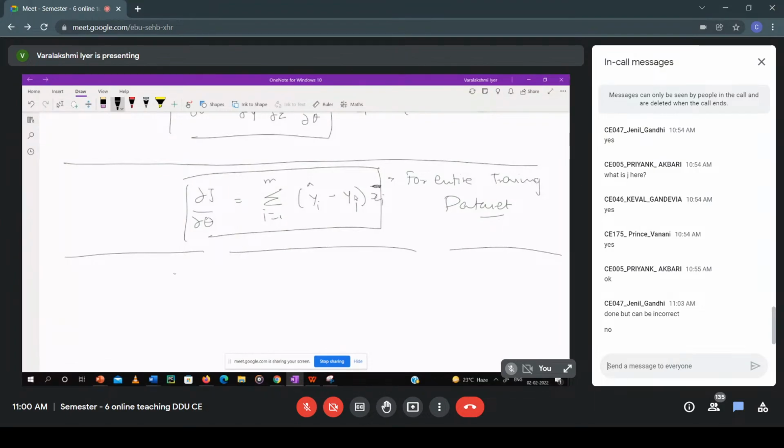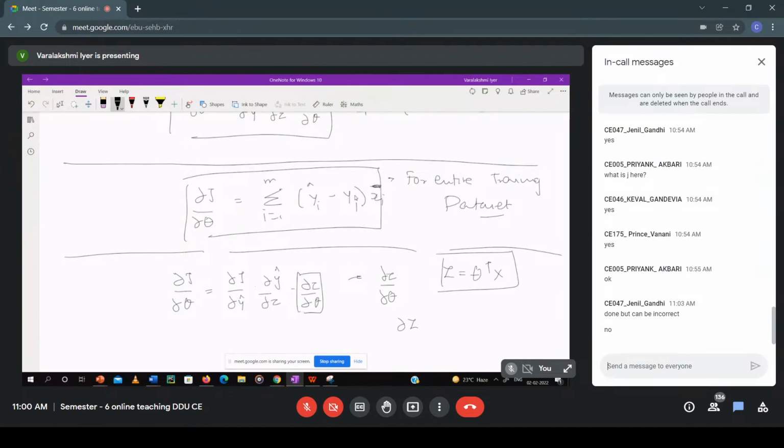We already know that del j by del theta is equal to del j by del y hat, into del y hat upon del z, into del z upon del theta. So first of all, let us go with del z upon del theta. We already know what z is. Z is equal to theta transpose x.